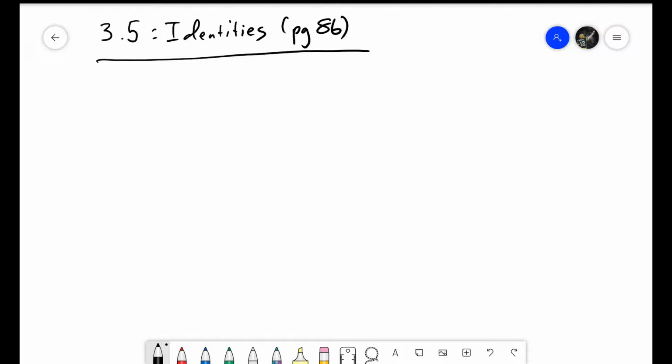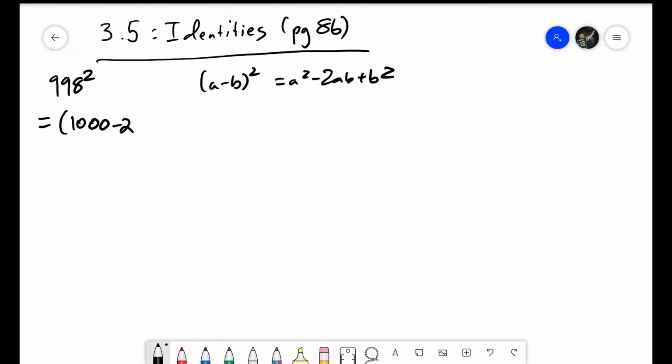The next problem is find the value of 998 squared. So to do this, you can either multiply it out or use the identity for a minus b. So in this case, that identity is (a - b) squared equals a squared minus 2ab plus b squared. So to do this, you have to rewrite 998 as a minus b, and this a minus b has to be easy to compute the squares and products of. In this case, we'll write 998 as (1000 - 2) squared.